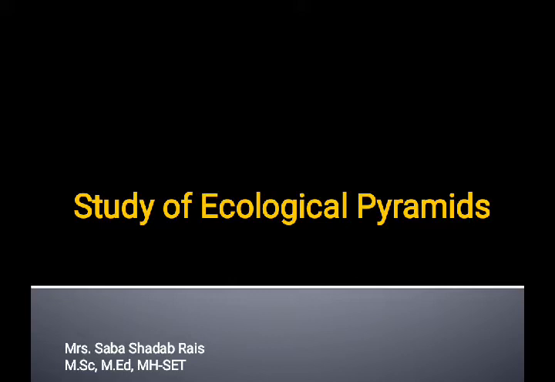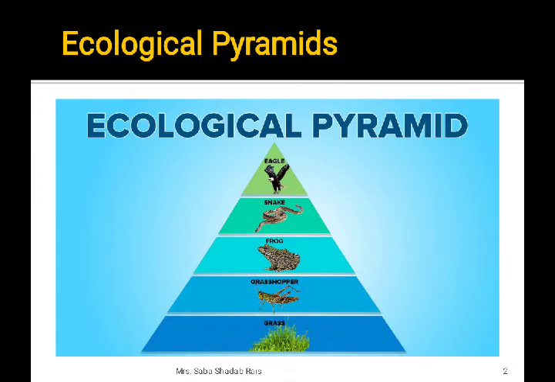This is our practical number 8, paper 1. So what do you mean by pyramid? A pyramid is a structure which has a broader base and a narrower top.